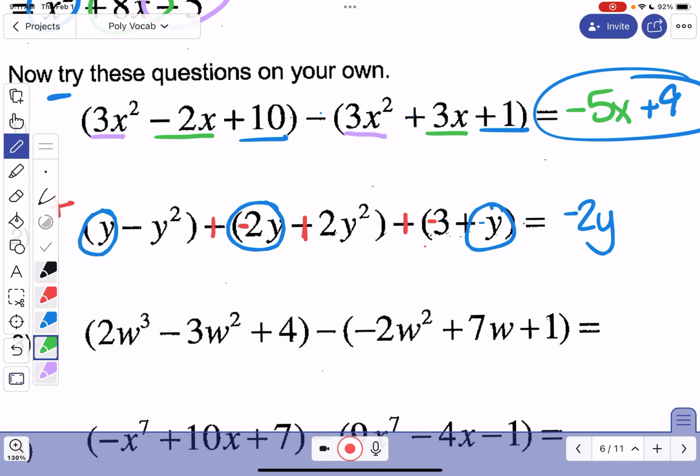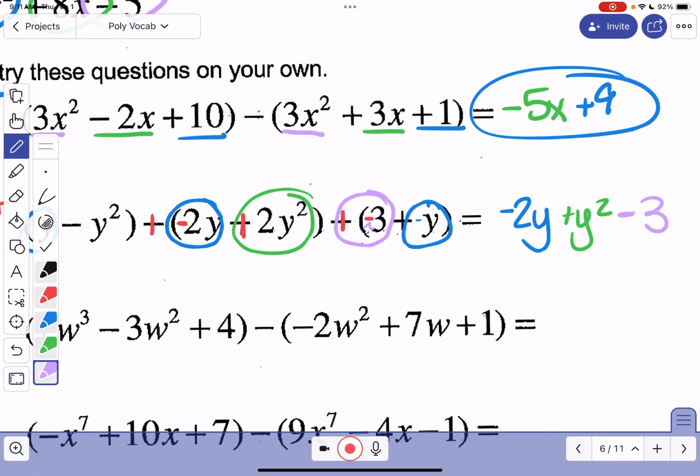Then we do negative y squared plus 2y squared. That gives us y squared. And this is where people mess up a lot, that you don't want to lose that negative. So this should be negative 3. Now, if we put those in order, we'd have y squared minus 2y minus 3.